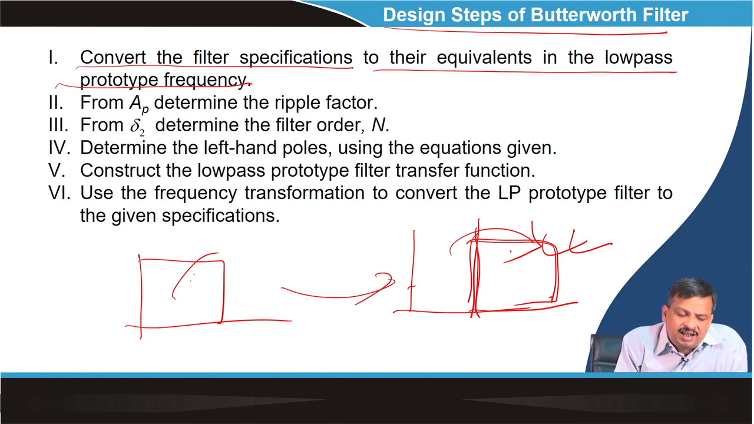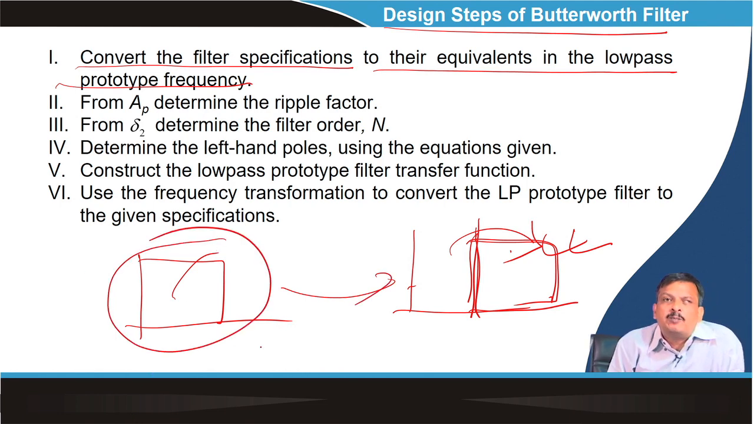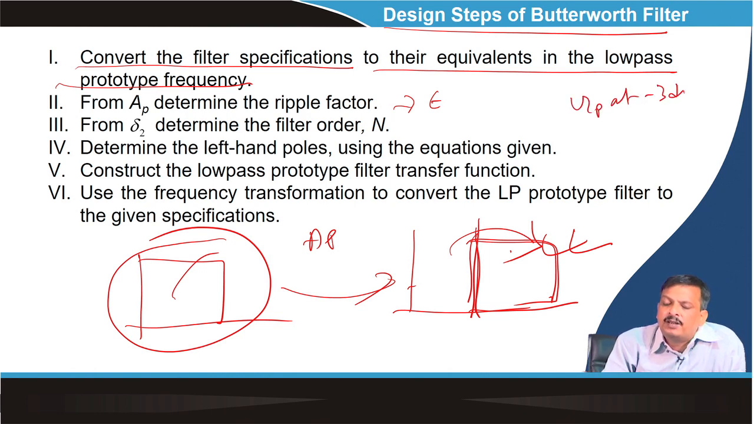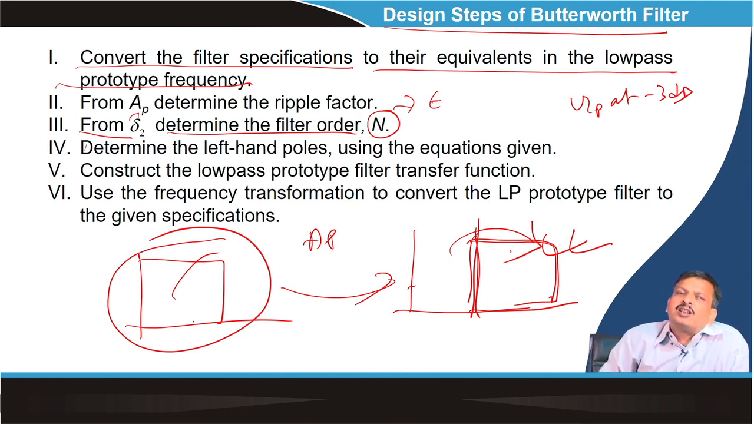Okay. So, first design the prototype, determine the equivalent prototype of the low pass filter. Now from Ap, the attenuation in the pass band, from there you find out epsilon. In most cases epsilon will be 1 if the omega p is defined at minus 3 dB down. Then you determine the delta, and from delta determine the filter order. So, if the stop band attenuation is given, you calculate the filter order. Then determine the left hand poles using the equation and construct the low pass filter prototype and transfer function.